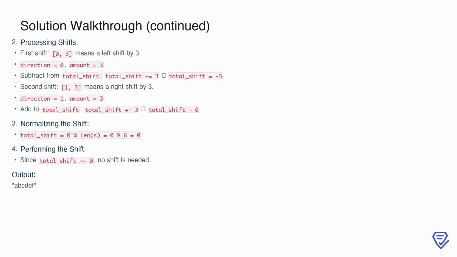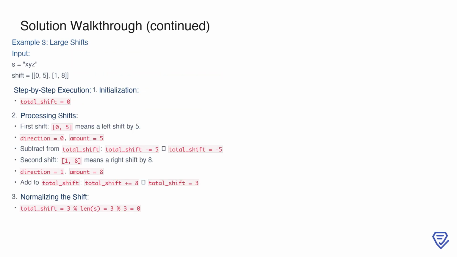After processing both shifts, we normalize total_shift. Taking 0 modulo the length of the string, which is 6, gives us a total_shift of 0. This means there is no effective shift, as the net effect of all shifts cancels out. Therefore, the original string ABCDEF remains unchanged, and this is the output.